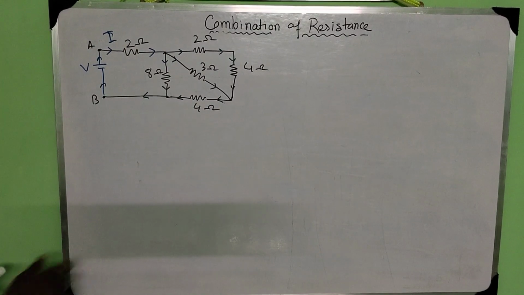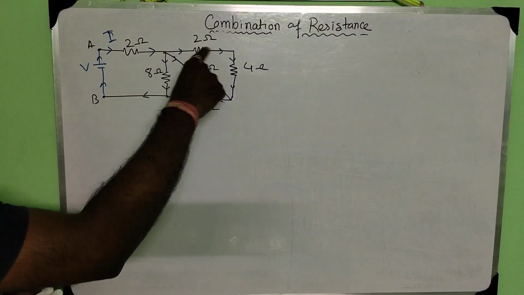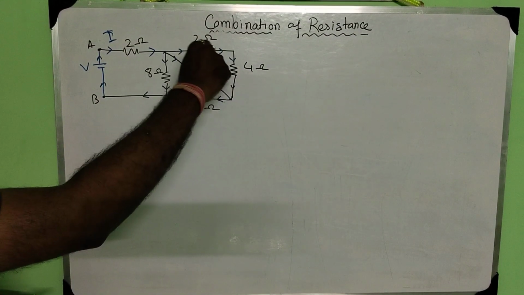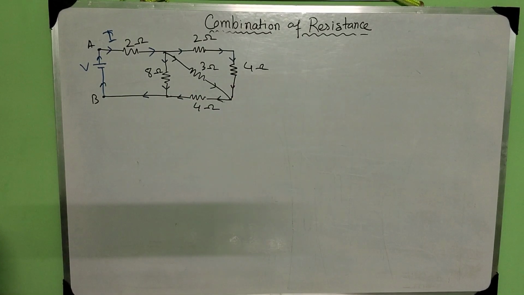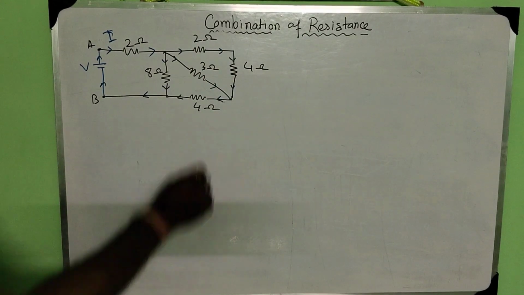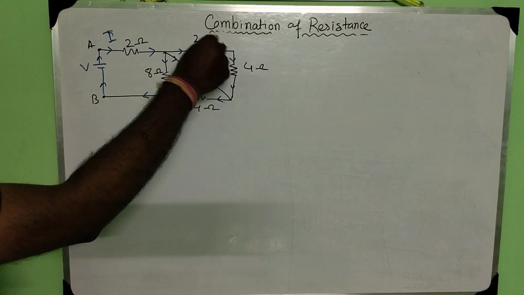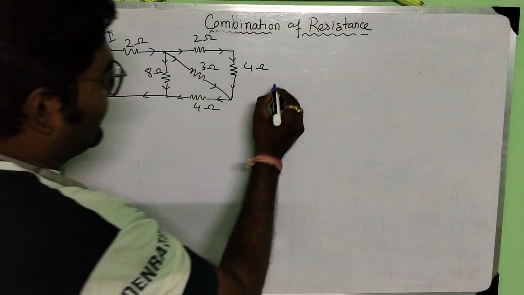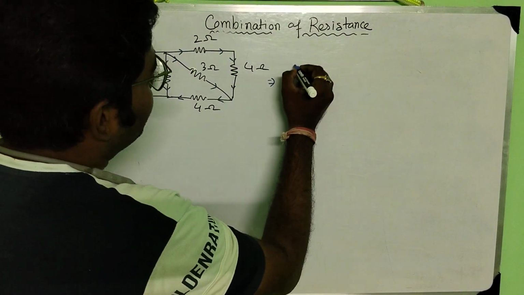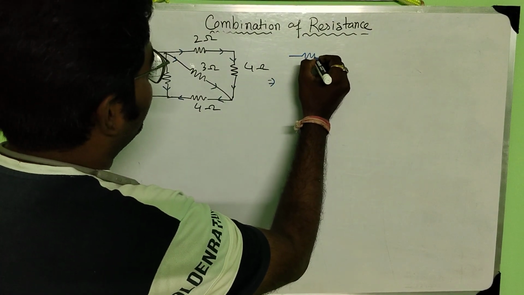Now look carefully. This current is flowing, that means these two resistors, that is 2 ohm and 4 ohm, are in series combination, and this total of 2 and 4 is in parallel with 3. That means it can be written like this, it can be drawn like this.